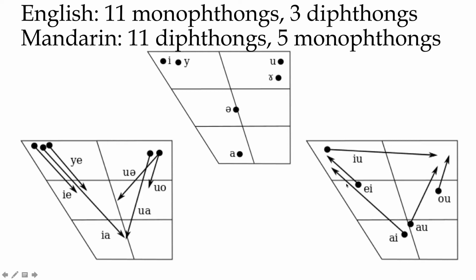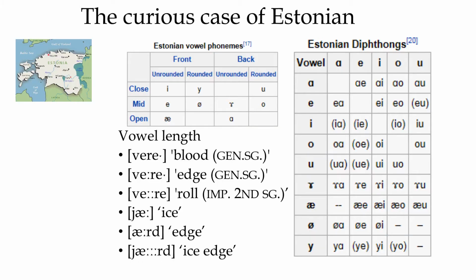So there's lots of kinds of diphthongs that you have to master, and it can be sometimes hard for English learners of Mandarin to make all of these distinctions when they're used to only having 3 real different diphthong sounds.